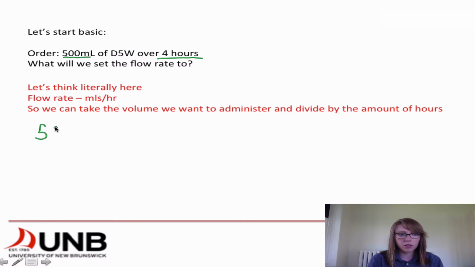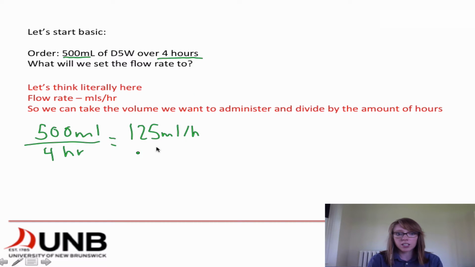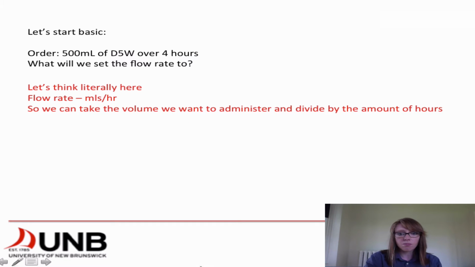So let's do that math out. So we have 500 mils over 4 hours, and that's going to equal 125 mils per hour. I'm not canceling anything out. These units are sticking together. So that is going to be our flow rate if that's what we would like to give, 500 mils of D5W over 4 hours. We're going to set it at 125 mils per hour.